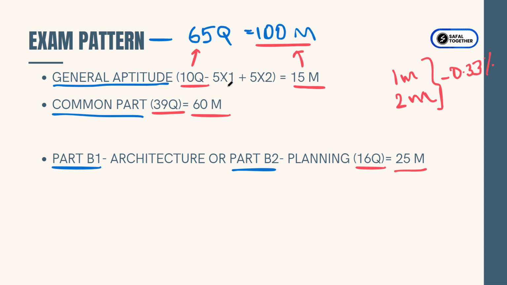Right now, your general aptitude section, like I said, has 10 questions: 5 questions of 1 mark and 5 questions of 2 marks. This is how it has been so far. We have a weightage of 15.